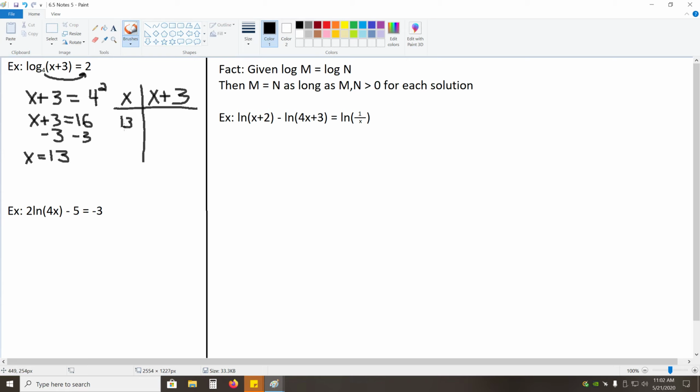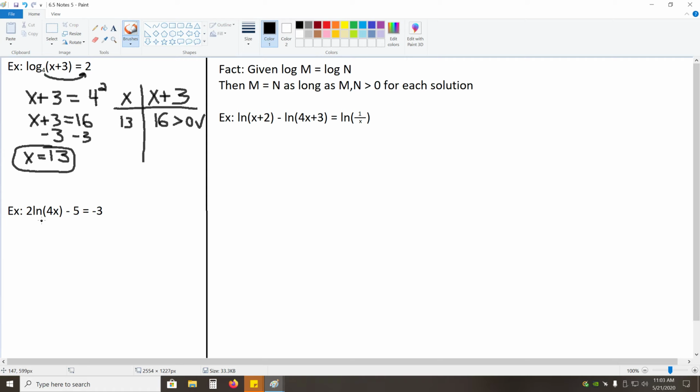So when we plug 13 in for x, we get 13 plus 3 is 16. That is greater than 0, so our answer checks out. X equals 13 solves this original logarithmic equation. Again, it'd be perfectly okay if x equals negative 5, for instance. What's not okay is if x plus 3, what was actually inside of the log, were negative 5. It has to be greater than 0.